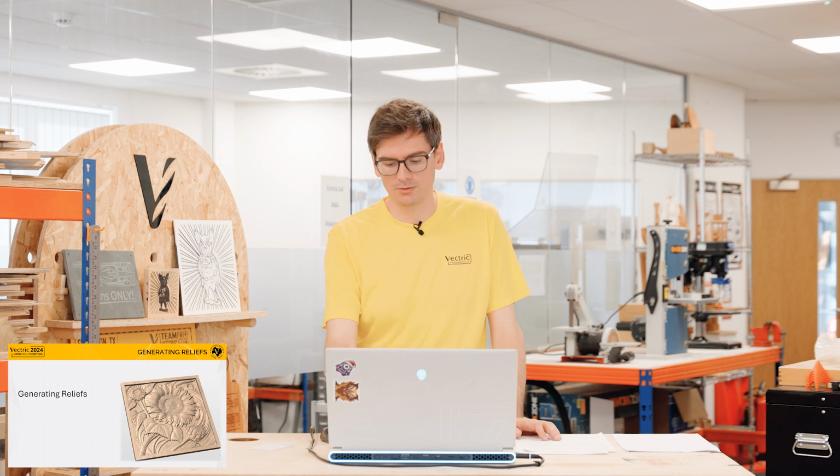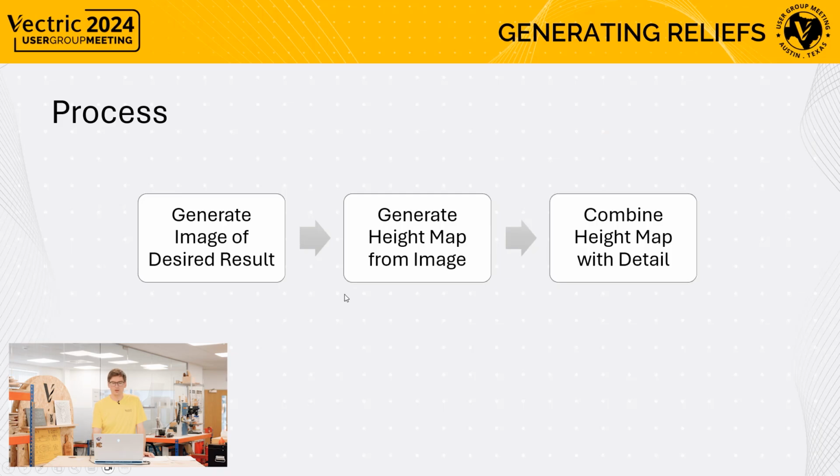There are tools, I should say straight away, that will generate 3D models, but they are usually full 3D models, which is not really what we want in our kind of CNC world, and also they tend not to be very good. So what we're going to do is focus on generating these relief style models. And the process we're going to use is this. We're going to generate an image of our desired result. We're then going to use an AI tool to generate the height map from the image, and then we're going to combine that height map with detail in Aspire to get the resulting relief.